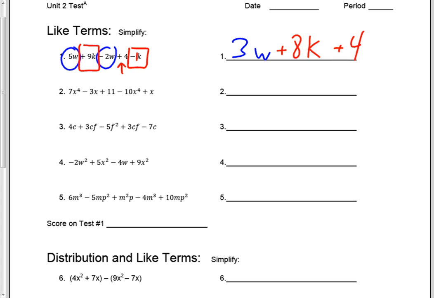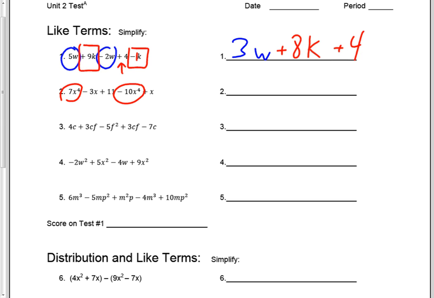We're not solving for the variables. We're just combining what looks the same. Anything with W's, we put together. Anything with K's, we put together. Anything with just a number. Don't do anything to the exponents.